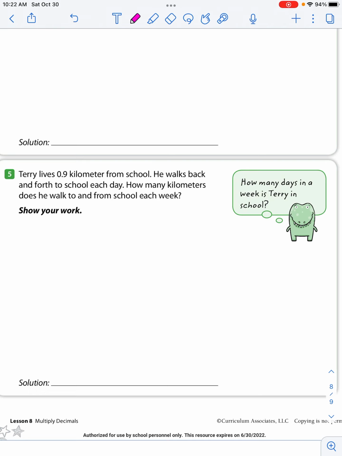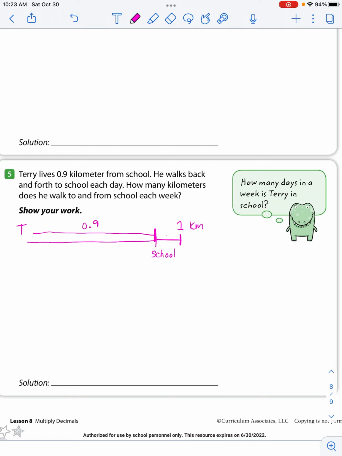Okay. And number 5, last one. Terry lives 9/10 kilometers from school. 9/10. That's almost 1 whole kilometer. So if he lives here and school is here, look at that. This would be like a whole, 1 whole kilometer. But he lives 9/10. So from there to there is 9/10.